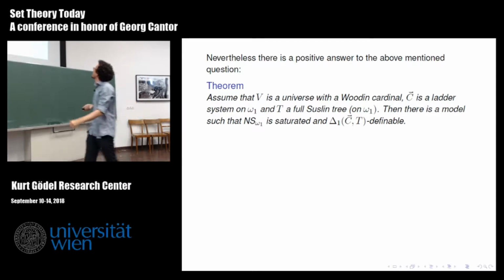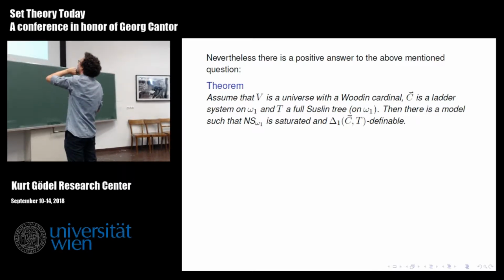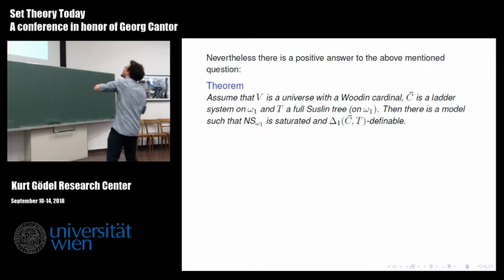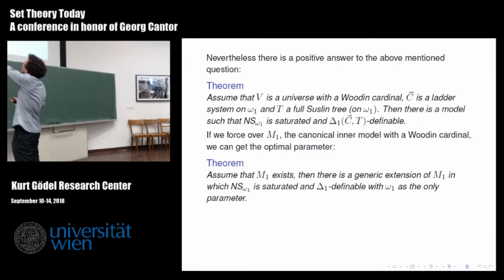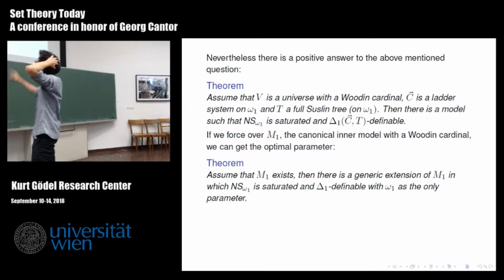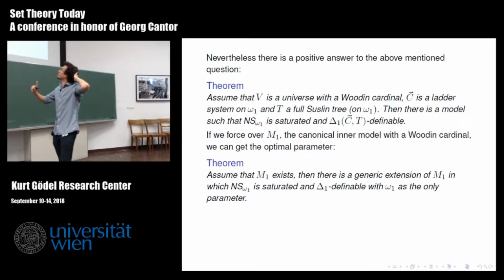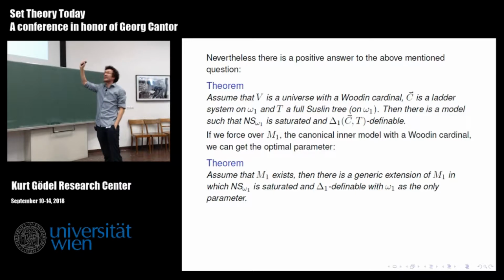And whenever we pick finitely many out of them and build the product, then there will still be a Suslin tree. Okay, so assume that now V is a universe with a Woodin cardinal, fix this ladder system, fix this full Suslin tree on omega-1, then there exists a model such that the non-stationary ideal is saturated and delta-1 definable with the ladder system and the full Suslin tree as a parameter over H omega-2. And if we do not start with an arbitrary model, but instead force over M1, the canonical inner model with a Woodin cardinal, then we in fact get the optimal parameter because we can define away basically the ladder system and the full Suslin tree.